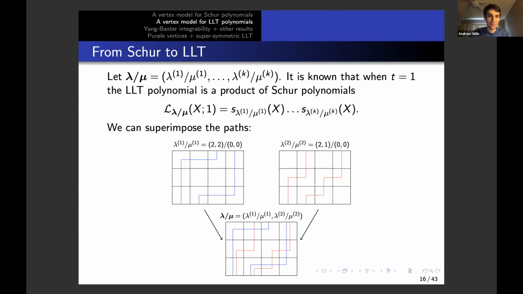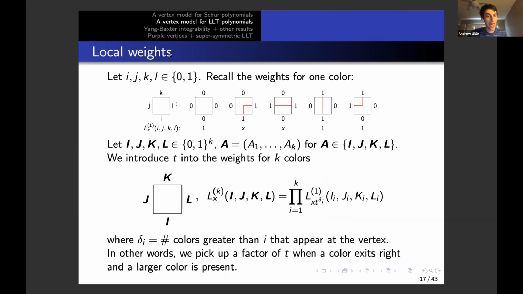Okay, so we have a vertex model that works when t equals 1, but we sort of need to put t back into the vertex model. And the way we do that is we allow the colors to interact with each other. So again, for one color, every time a path exits to the right, we pick up an x_i, where i is the row that you're in. And in order to introduce t, I'm going to say not only do you pick up an x, but you also pick up an x times t to the delta, where delta is the number of colors greater than that color that appear in the vertex. So every time a color exits to the right, you pick up an x, and you could also pick up t to some power.